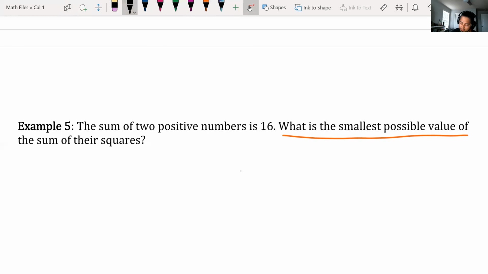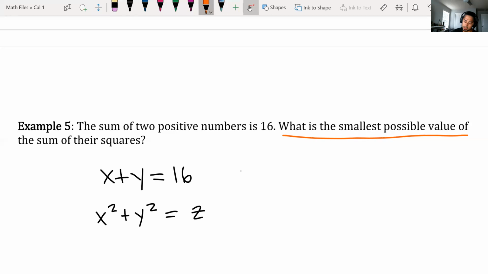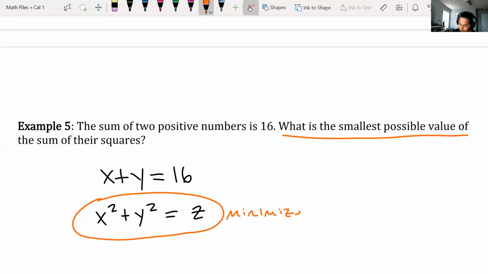Okay. So what we're given here is that the sum of 2 positive numbers is 16. So x plus y equal to 16. It could be anything, right? And then it says, what is the smallest possible value of the sum of their squares? So we know that that's going to be x squared plus y squared equal to some number, we'll say z. And our job is to minimize the sum of their squares.